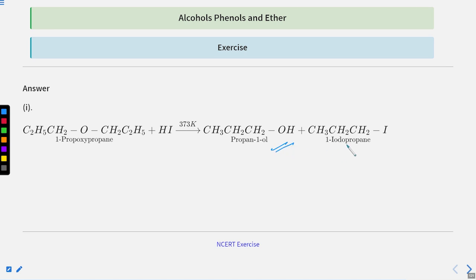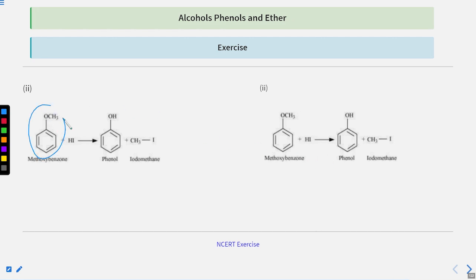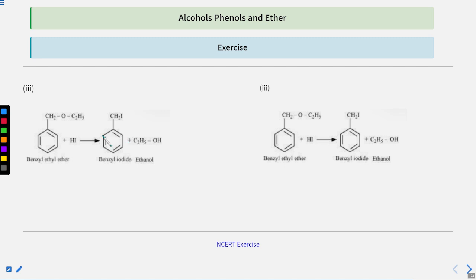See? And I⁻ will attack on this part, which is the carbocation, and this will result in 1-iodopropane. Similarly, if you treat this one with HI, this thing will form. Here also I will be attached and CH3 and C2H5OH will leave.